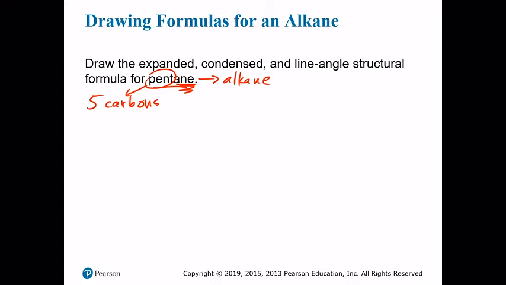That means we can start very easily by just drawing a chain of 5 carbons. Usually the easiest structure to begin with if you're first starting out is the expanded structure. That way you can keep track of all the atoms and make sure that you have the right number of bonds for everything. So we'll begin with the expanded structure of pentane, which means drawing 5 carbons linked together.